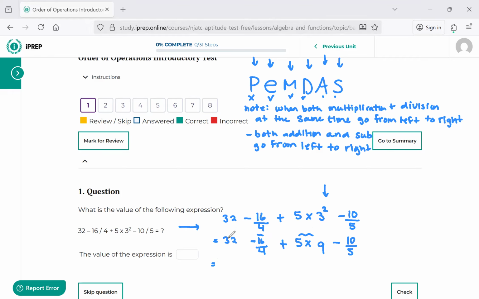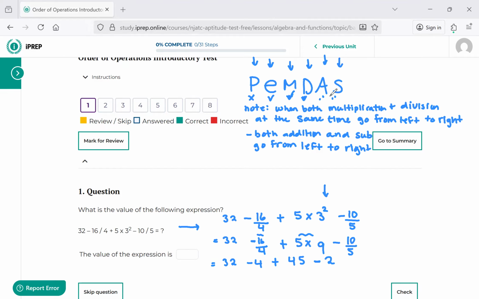So 32, bring that down because that's not a multiplication or division. But the division is negative 16 divided by 4, which is negative 4, plus, and then your multiplication is 5 times 9, which is 45, minus, or negative 10 divided by 5. The division, negative 10 divided by 5, is negative 2. Okay. So we did multiplication and division.